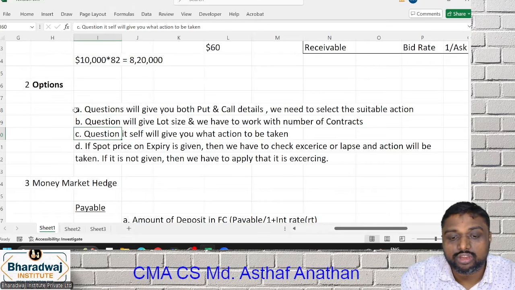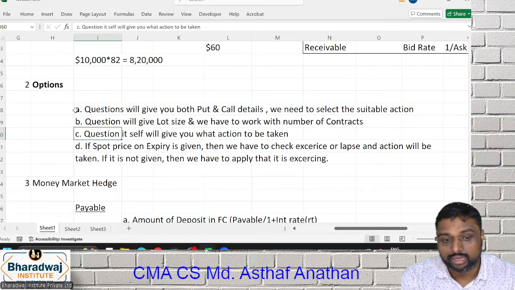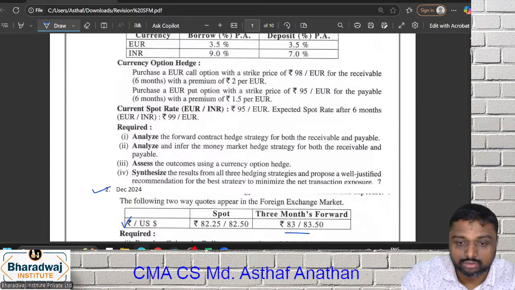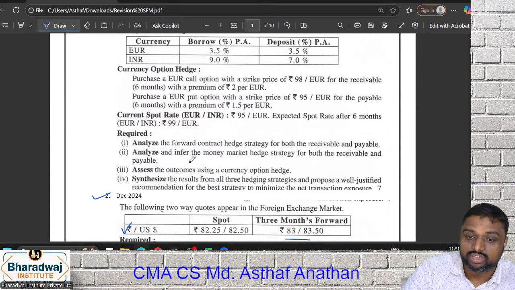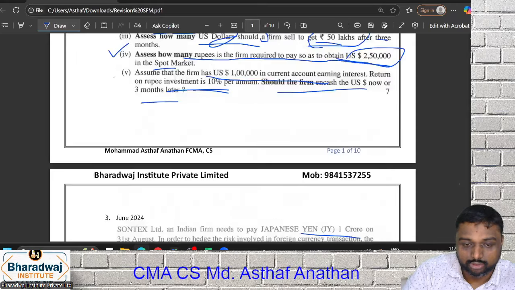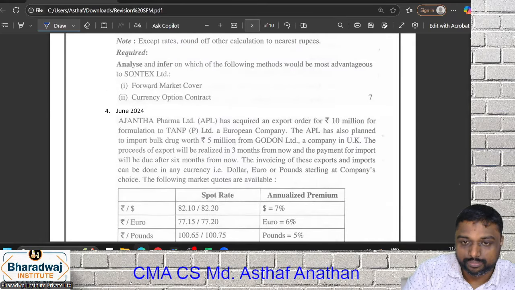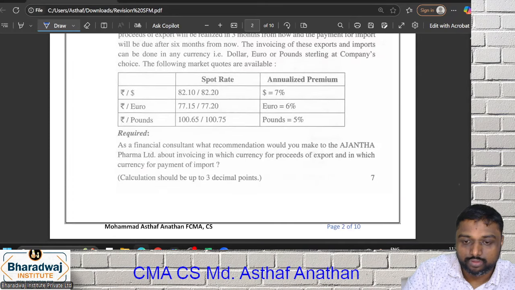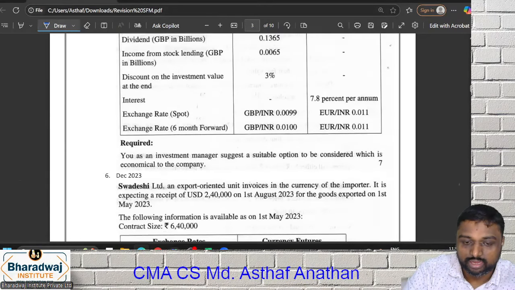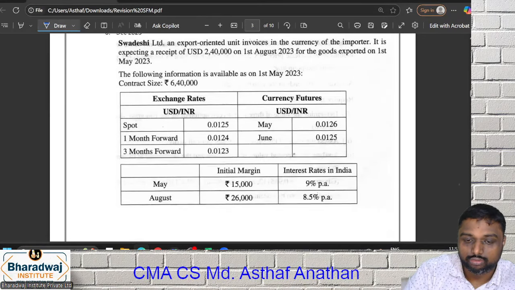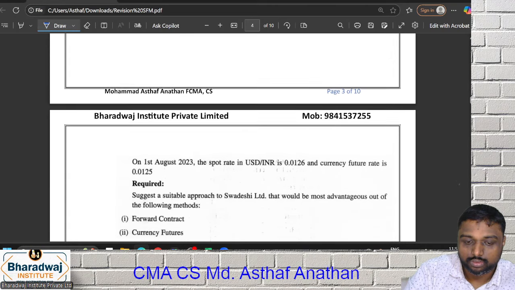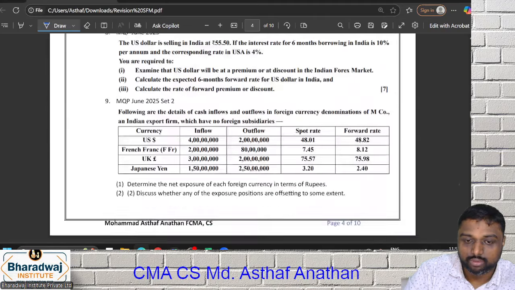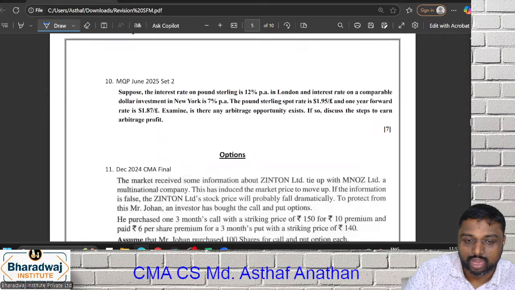Then the question itself will give you what action to be taken. See, this is very interesting. In one of the recent questions, they were telling in the question itself what action you have to take. The question itself will tell you whether to go for exercise or lapse. One second.